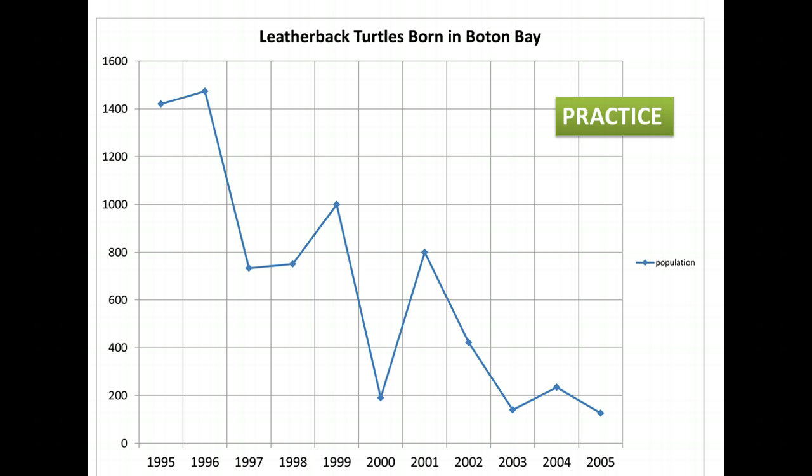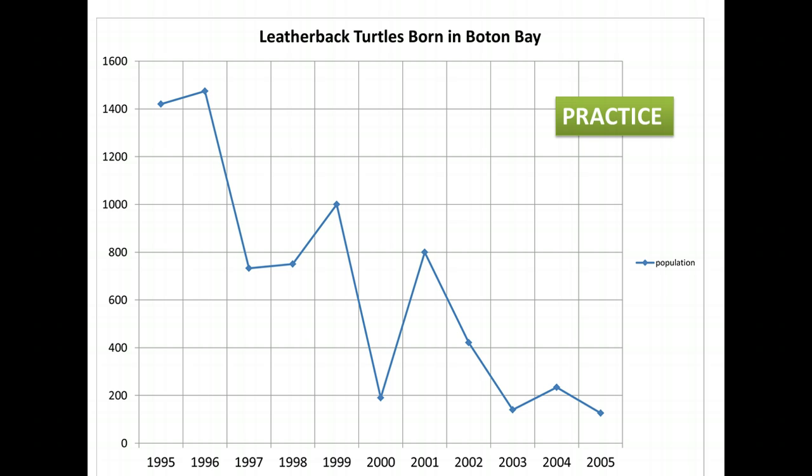And now with decreases, let's do a little bit of practice. So this is a different line graph. It's about leatherback turtles born in Baton Bay. And you can see very quickly that there are a lot of very large decreases. We see a plunge in 1997. We see one in 2000, between 2001 and 2003, and overall between 1995 and 2005, the number of turtles born in Baton Bay decreased dramatically.